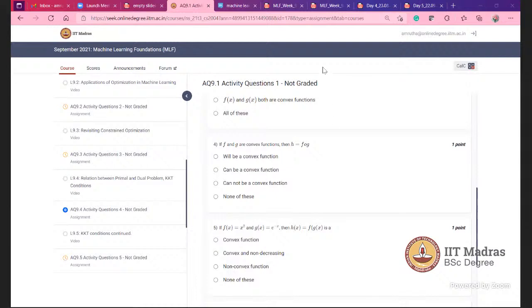If G is strictly increasing, it will be a convex function. Otherwise, F can be a convex function. F should be strictly increasing. F is both convex and increasing. Okay, thank you. For the second, I think G should be linear.